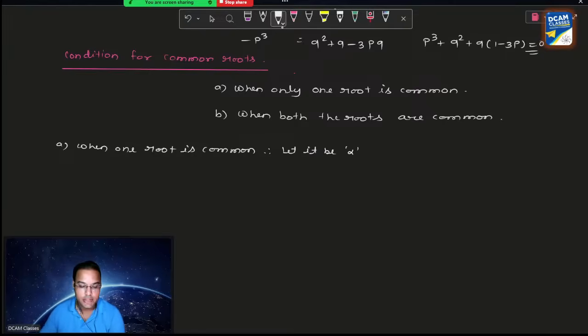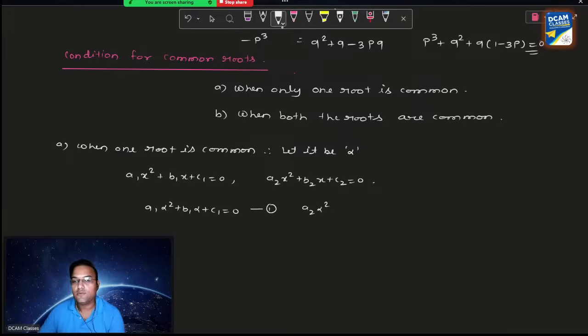We have the equation as two equations: a1x square plus b1x plus c1 is equal to 0. The other equation is a2x square plus b2x plus c2 is equal to 0. Now since only one root is common, it will be a1 alpha square plus b1 alpha plus c1 is equal to 0, one equation. Other equation will be a2 alpha square plus b2 alpha plus c2 is equal to 0. We can write like this because one root is common to them.